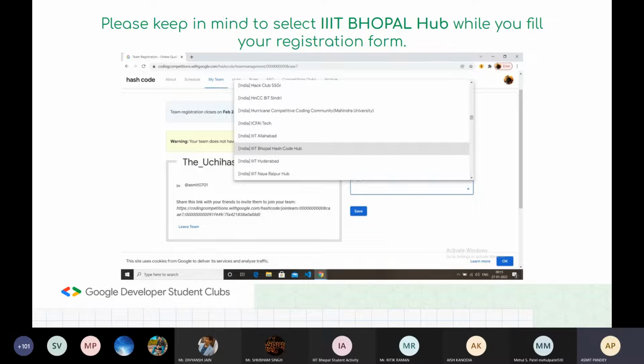हैशकोड हब। And if you wish then you can definitely join our hub and communicate with the other teams that are participating, and you can just be a part of this entire process with us.